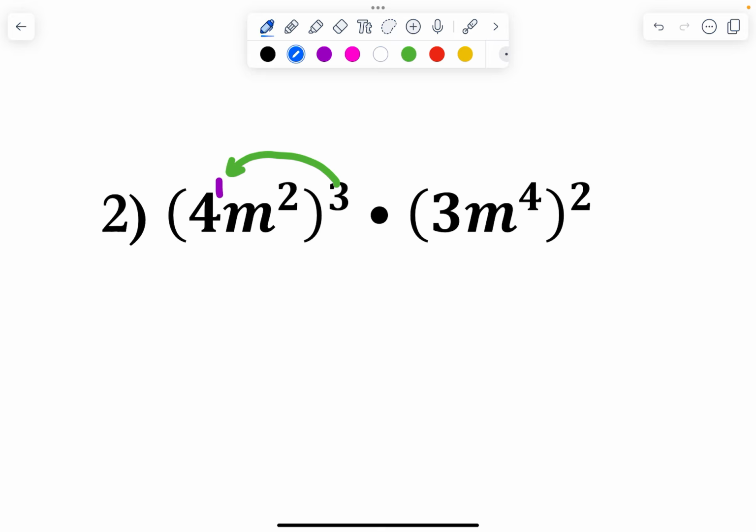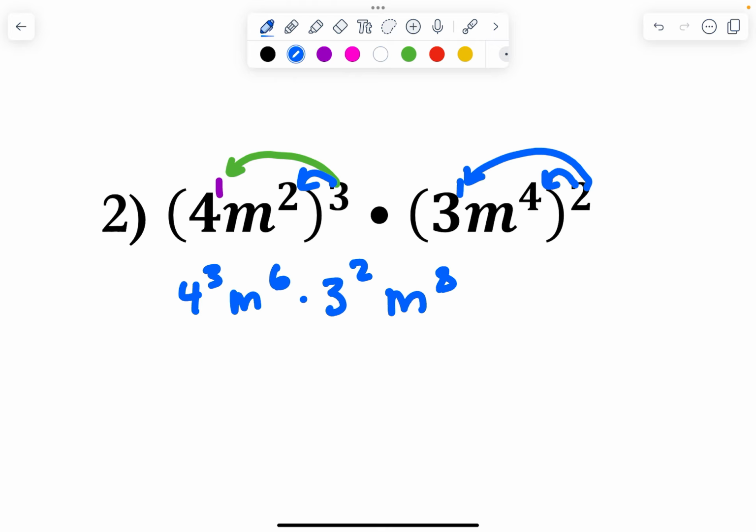So 4 to the power of 1 times 3 is 4 to the third. M to the power of 2 times 3 is m to the sixth. And that's multiplied by 2 to the power of, and that has a 1. So 1 times 2 is 3 to the second. And m to the power of 4 times 2 is m to the eighth.